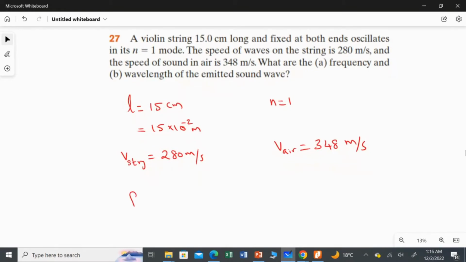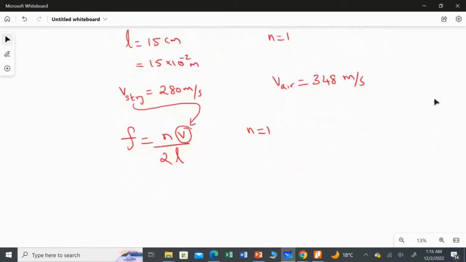First I'm going to find the frequency, and then I'm going to find what should be its wavelength. And we know the frequency is equal to nv over 2L. This is a general rule for the frequency calculation. So here this n is equal to 1, which is fundamental frequency. So I'm going to substitute the value here. In place of this v, I'm going to substitute the speed of the wave on the string. Clear? And the length is already mentioned. So we can get the answer for the frequency directly.